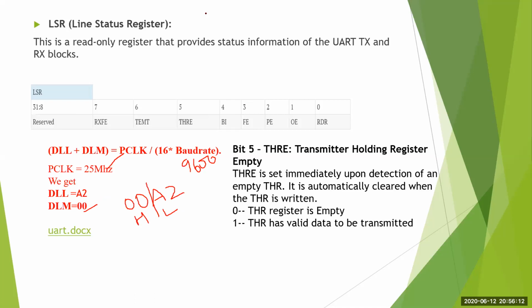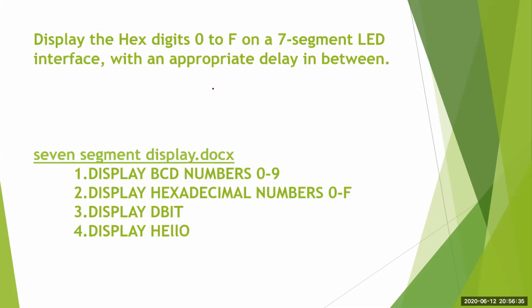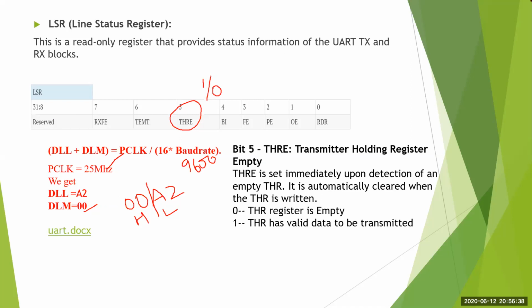Next, LSR is the line status register, where the 5th bit indicates the status. If this particular bit is 1, it indicates that there is data that has to be transmitted. If this bit is 0, it indicates there is nothing, meaning the THR register is free and nothing is there to transmit. Here I'll explain how the execution of the program will take place.